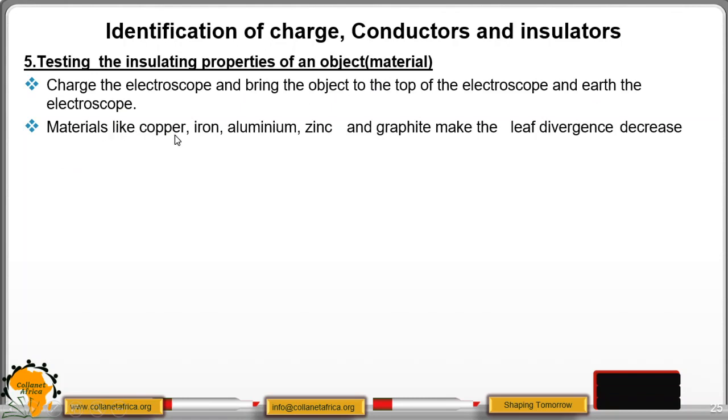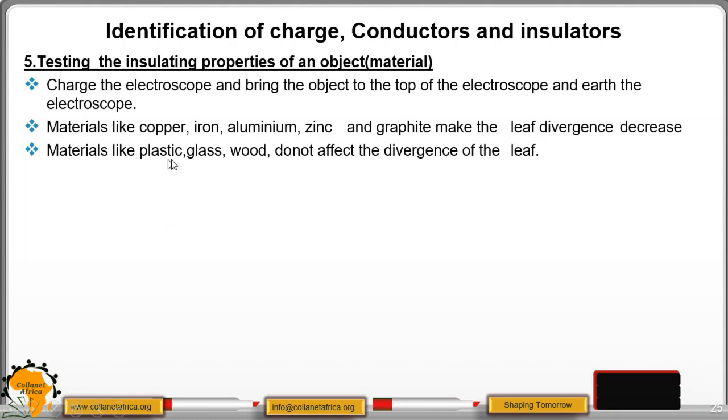Materials like copper, iron, aluminium, zinc, and graphite make the leaf divergence decrease. Why? Materials like plastic, glass, wood do not affect the divergence of the leaf. Again, you need to ask yourself why.